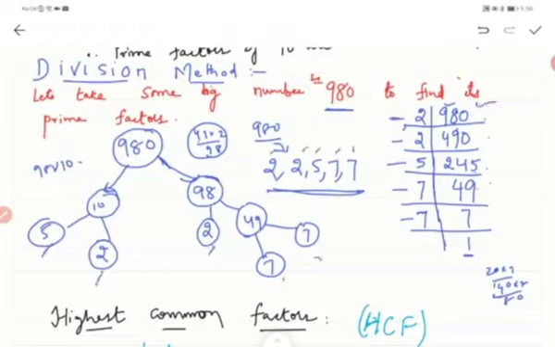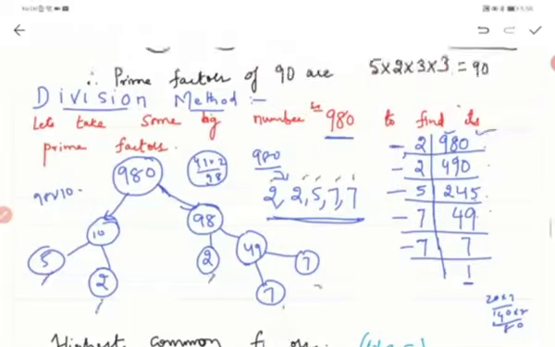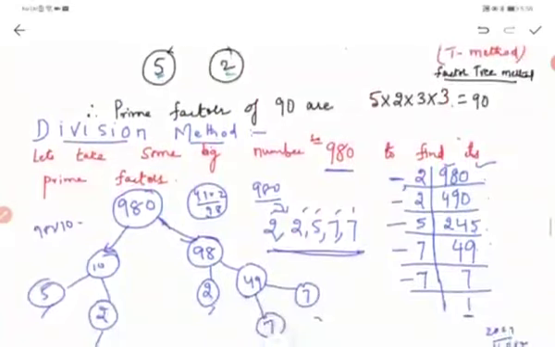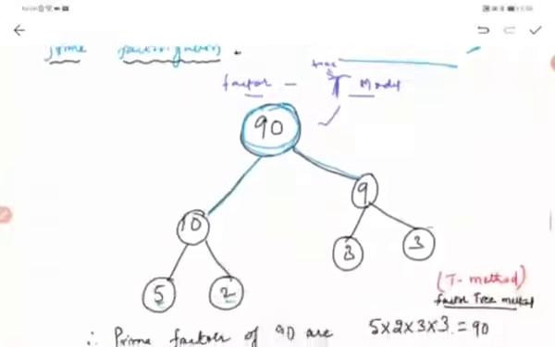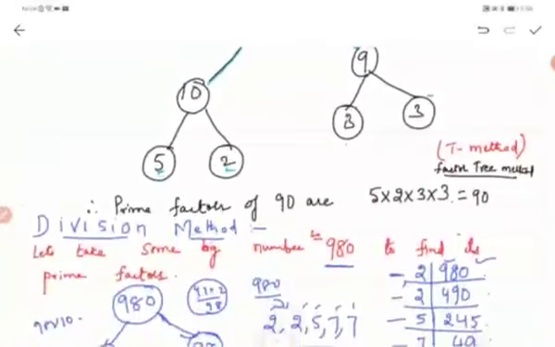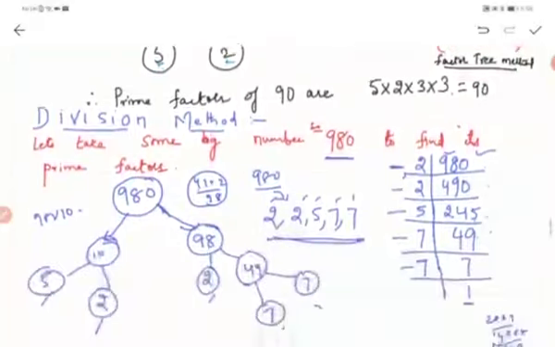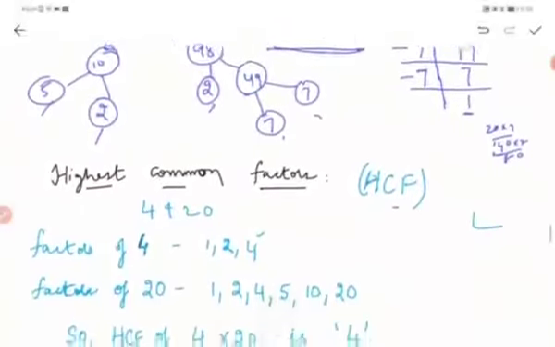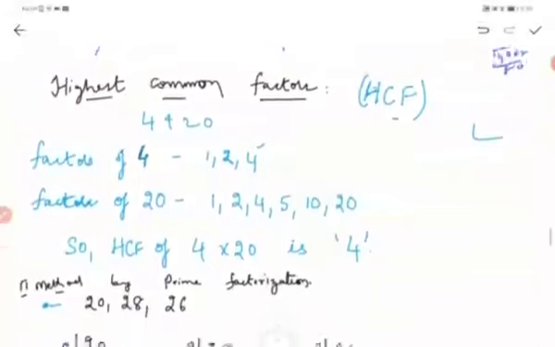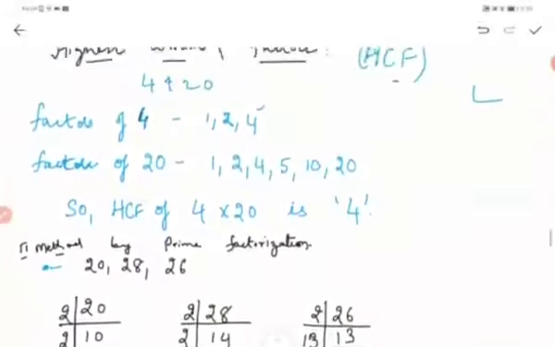Okay, so these are the two methods to find the prime factors. This process is called prime factorization. By using this prime factorization method, you are going to find your highest common factor and least common multiple.